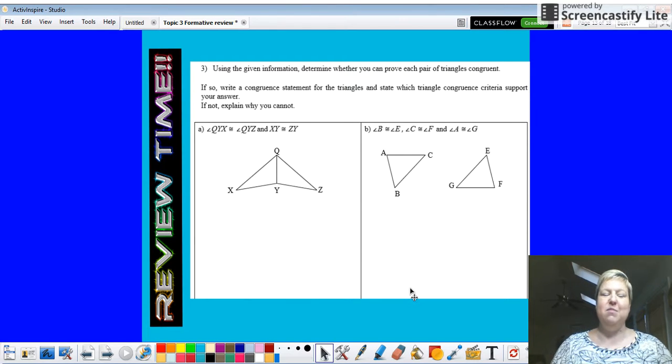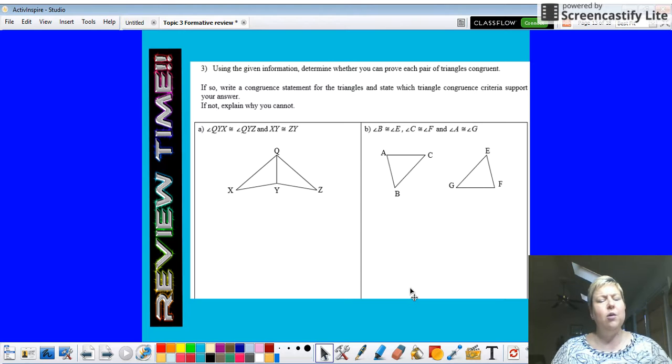This is the work that we've been doing for most of the last week. Using the given information, you need to determine whether or not you can prove the set of triangles congruent. If so, you were asked to write a congruent statement for the triangles given and to state which triangle congruence criteria would support your answer. If you can't, then you need to explain why you cannot prove them congruent.